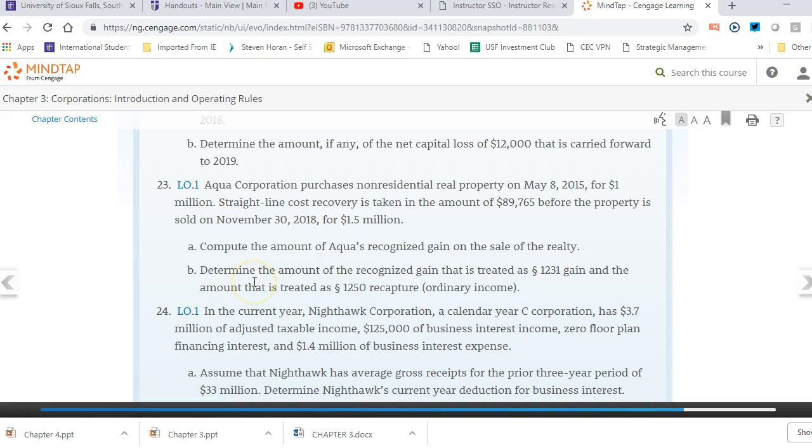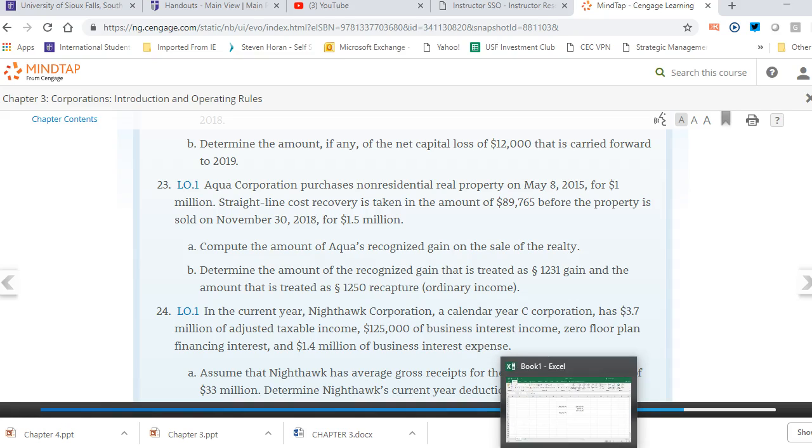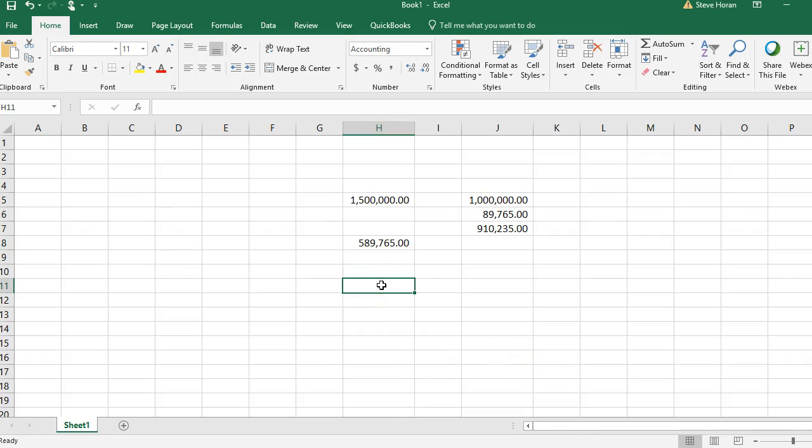Part B, determine the amount of the recognized gain treated as section 1231 gain and the amount treated as 1250, or what they call the recapture or ordinary income. So then I basically have to split the gain between recognized gain and then depreciation recapture, which is ordinary income. So the recapture is right here. So the recapture is this amount here. So this is the section 1250.